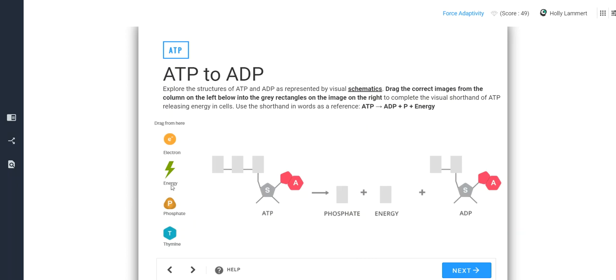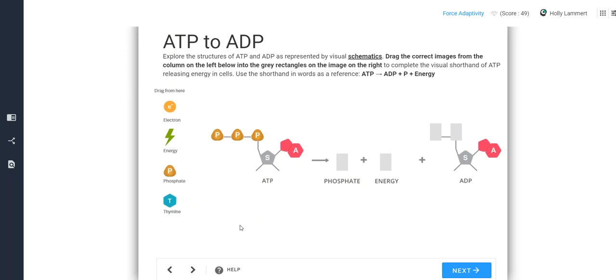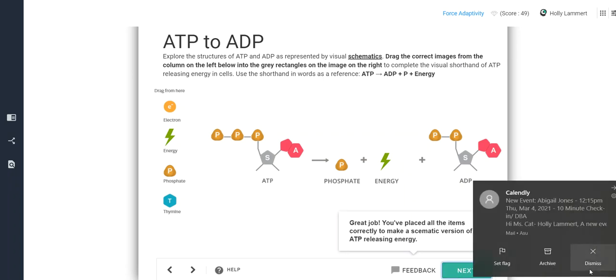We're going to drag these from here over onto the gray triangles to complete this equation. All right, so let's add three phosphates into the gray boxes. This next gray box is just a phosphate. There it is. Energy represented by that lightning bolt. And then we're left with two phosphates here. And one of those was removed. As the one is removed, remember that energy is released. And that is what helps drive chemical reactions within the cell.